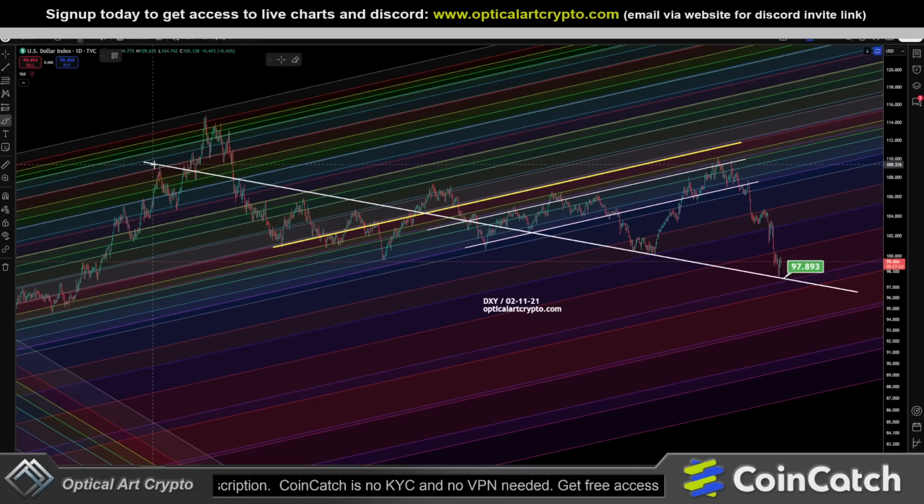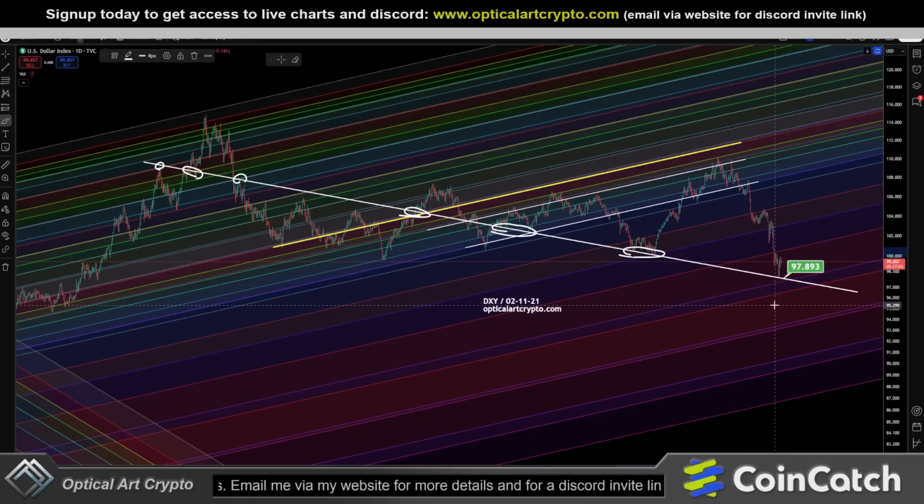So notice right here, it was resistance, a lot of support and resistance. Right here, it was a lot of support. So we're at a very key support level. So it's very possible the dollar found support and could push up. If that happens, that's going to be bearish for markets and bearish for gold and bearish for Bitcoin.